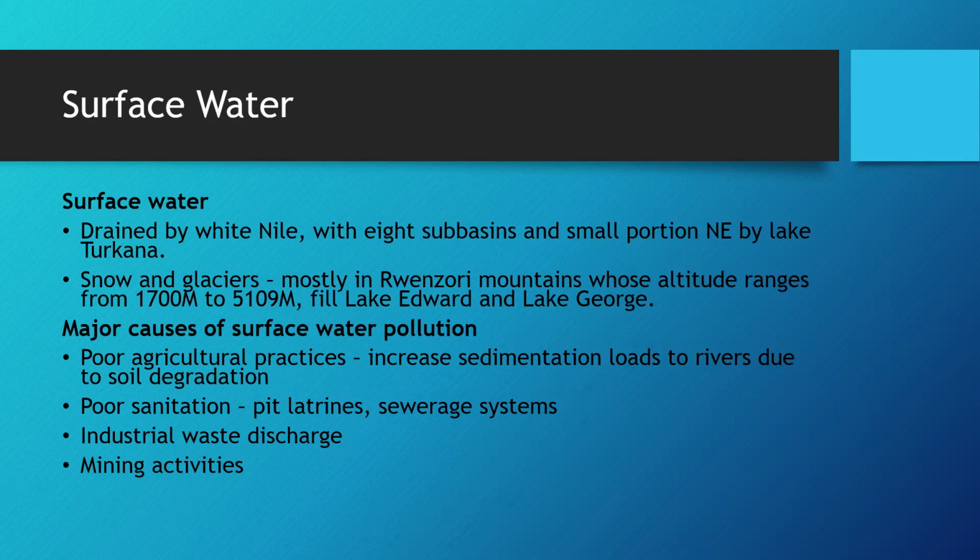The main causes of surface water pollution: one, poor agriculture practices, which increase sedimentation and load the rivers. Then we have poor sanitation, industrial waste discharge and mining activities. All these activities end up polluting and affecting our surface water. As we continue, we have other major challenges that we are going to discuss in the next slides. So let me call someone else to take us through that to save some time. Thank you.